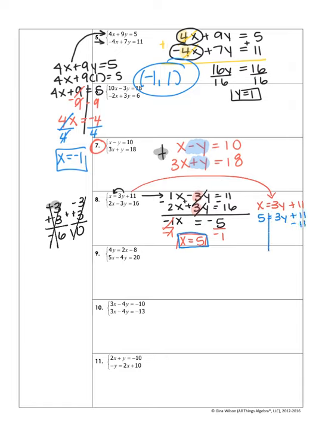I'm going to subtract 11 on both sides. I get negative 6 equals 3y. Divide by 3, and you get negative 2 equals y. So on this example, I found that x was 5 and y was negative 2. So that would be your solution. All right, go ahead and try number 9 on your own.